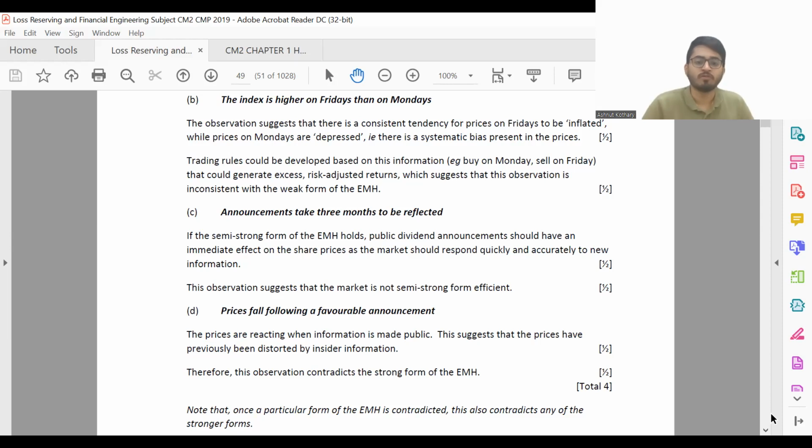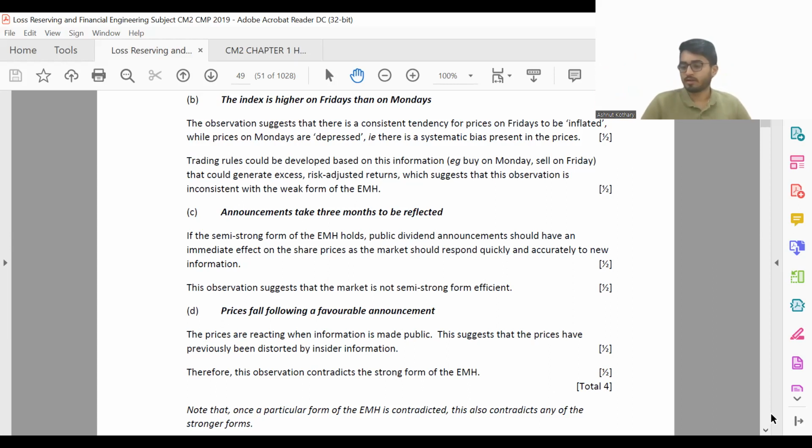Next, prices fall following a favorable announcement. The prices are reacting when information is made public. This suggests that prices have previously been distorted by insider information. Therefore, this observation contradicts the strong form of the EMH. And ultimately, once a particular form of EMH is contradicted, this also contradicts any of the stronger forms. If weak form is not there, it implies that semi-strong and strong form are also not there.